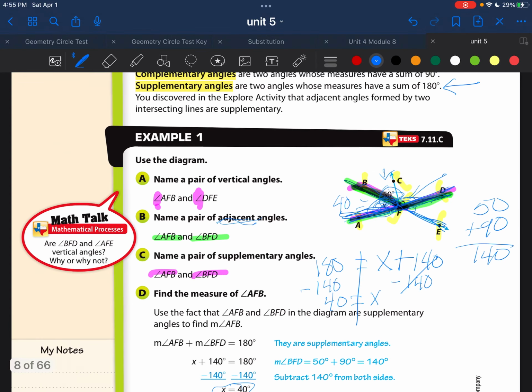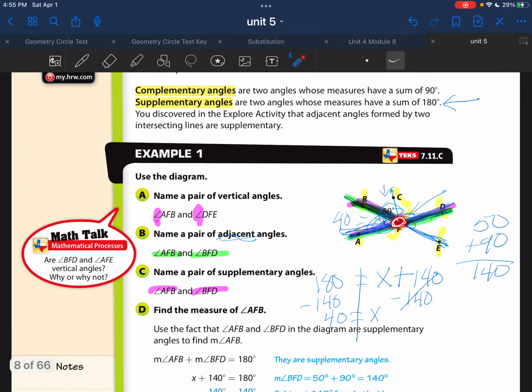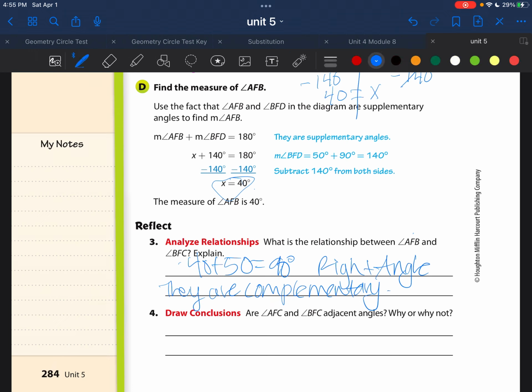Now it wants to know our AFC up here and BFC, are those adjacent angles? So are they here? Are these them two? Those guys? No, they are not adjacent because they share this. So they can't share a little piece there. They have to be away from each other. So that means that no, they are not. They overlap.